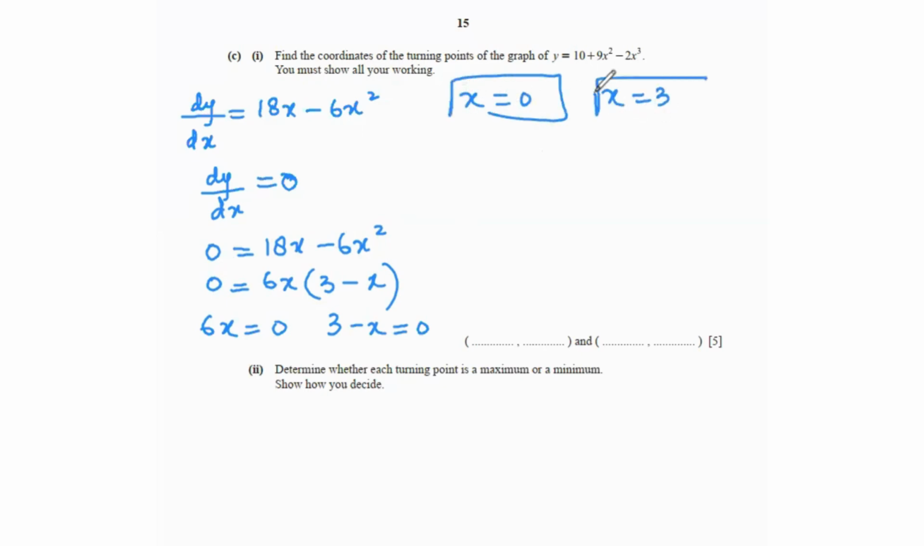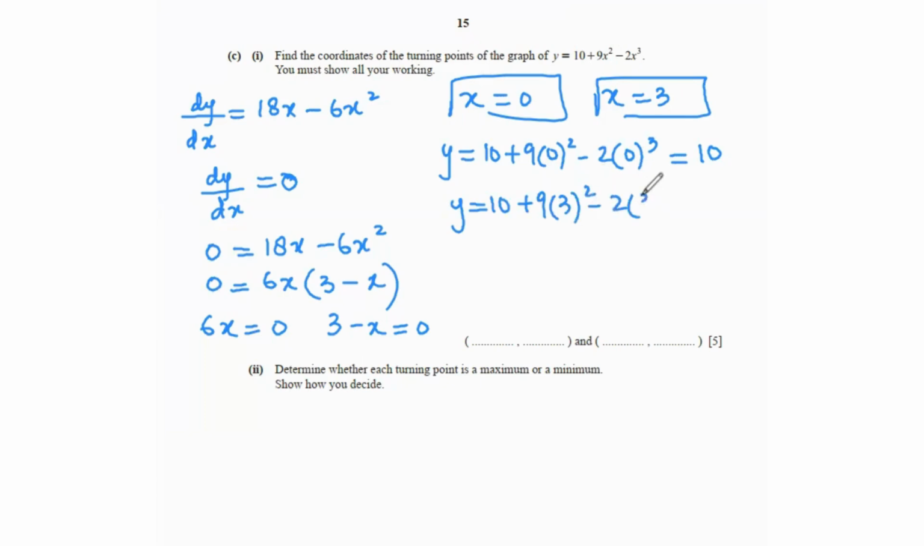Now, since it says coordinates, we substitute these back into the original graph to find the y value. So y equals 10 plus 9 times 0 squared minus 2 times 0 cubed, that is 10. And y equals 10 plus 9 times 3 squared minus 2 times 3 cubed, and that's going to give us, when x equals 3, y is 37. So our first set is (0, 10), and then we have (3, 37). These are our coordinates for the turning points.